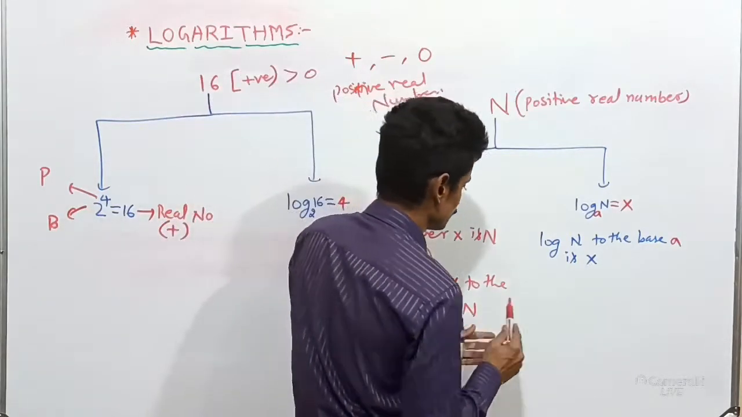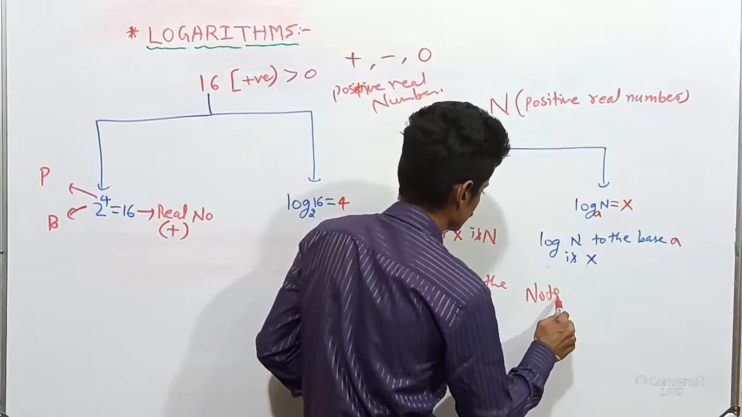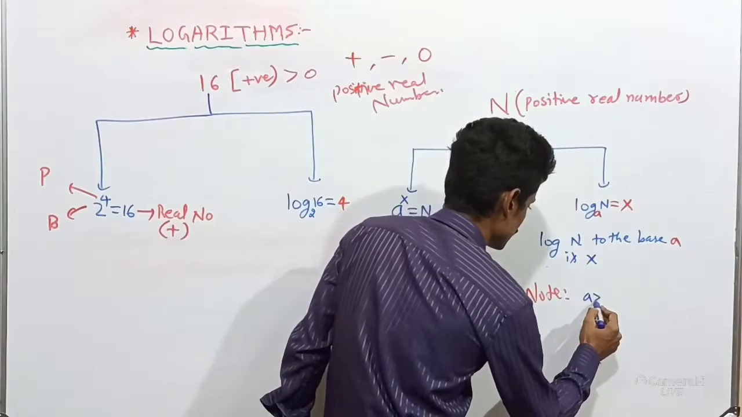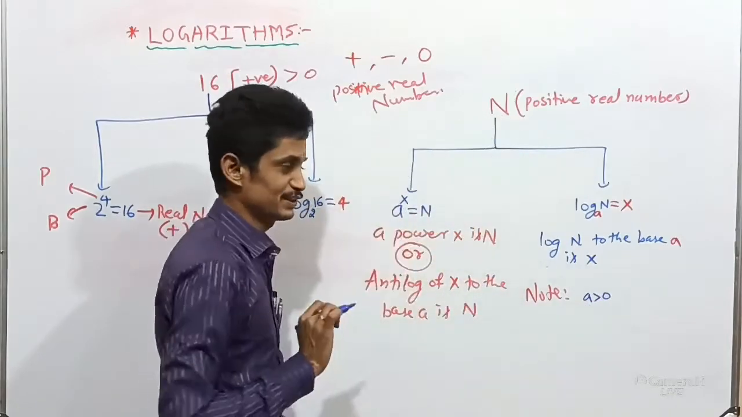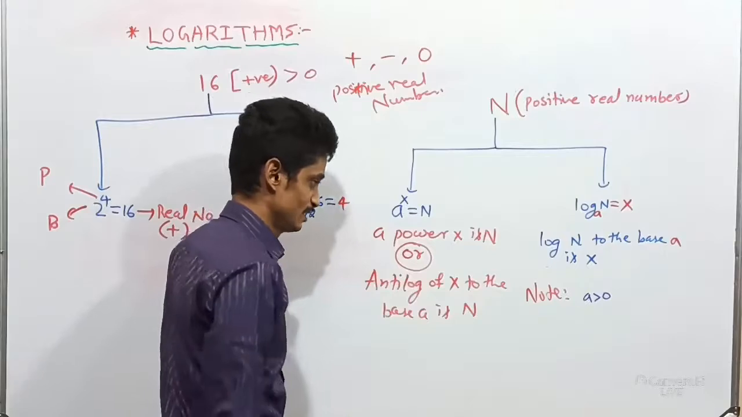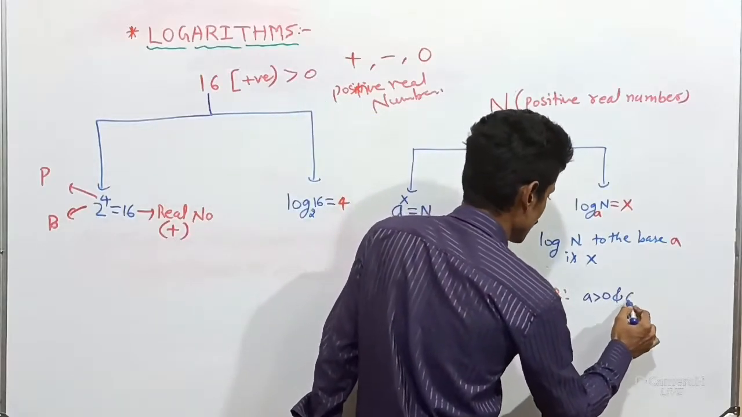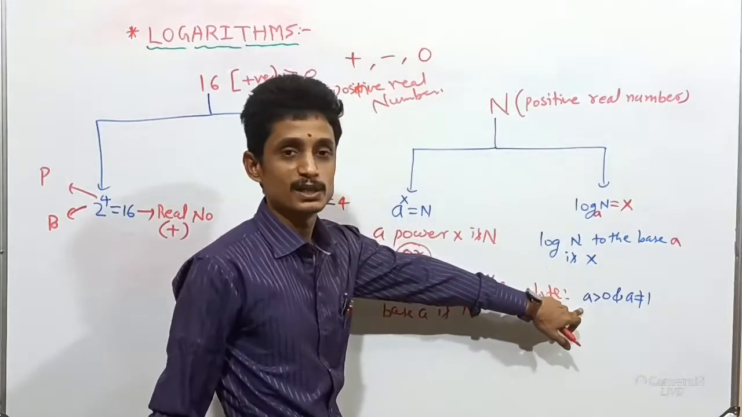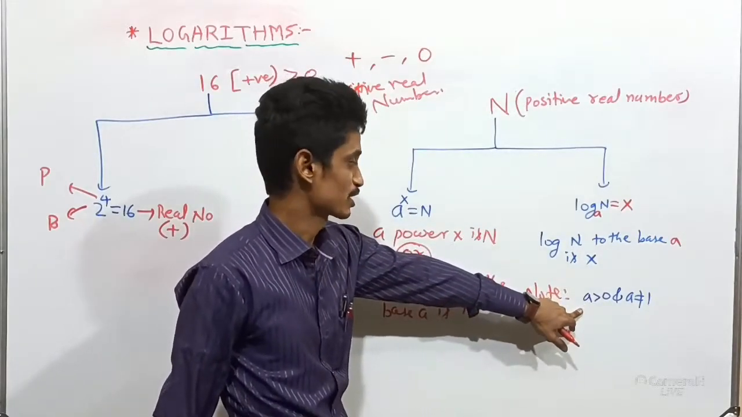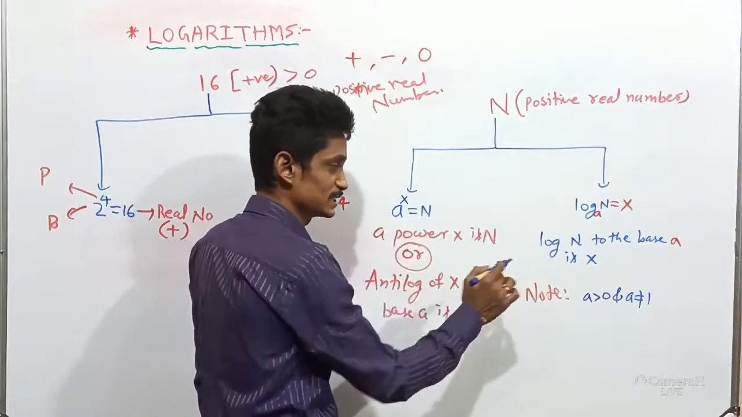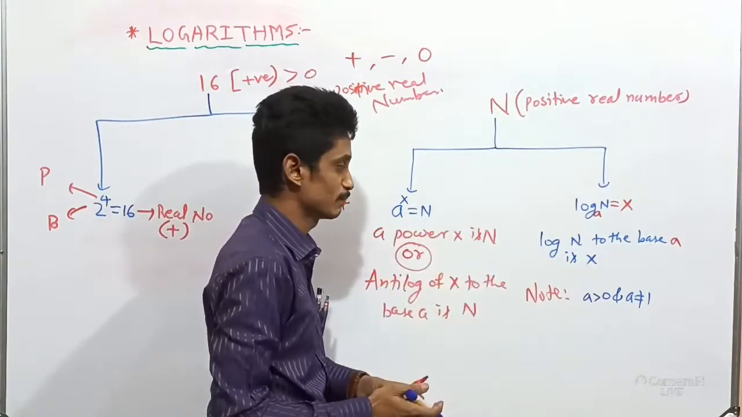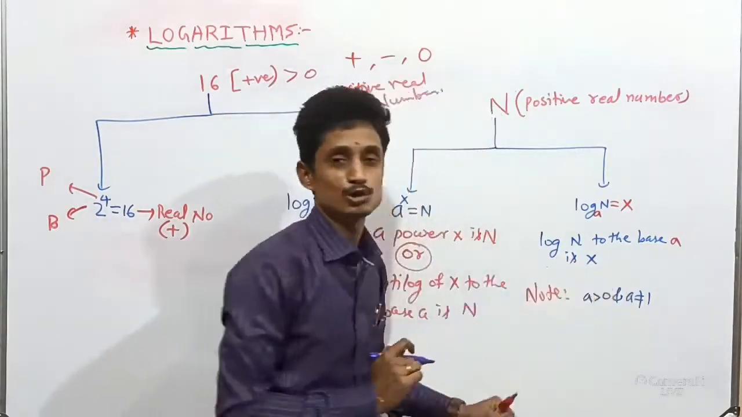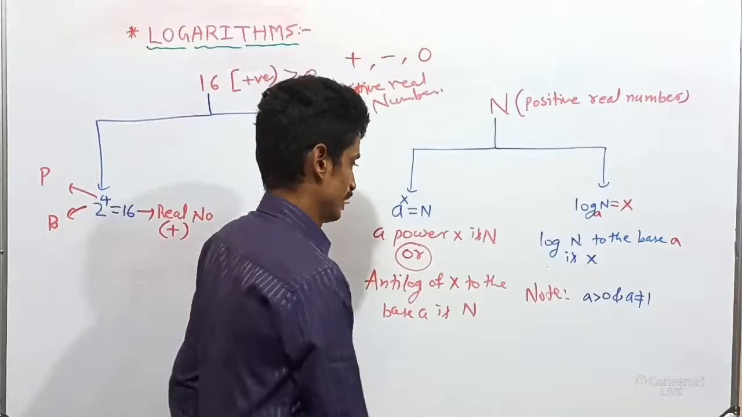Please note here, the note will be: always a will be greater than 0, always the base a is greater than 0, and a is never equal to 1. Just follow properly these restrictions, the most important restrictions. Always the base is greater than 0. After 0, whatever numbers are there up to infinity, we can take. But a should never be equal to 1.